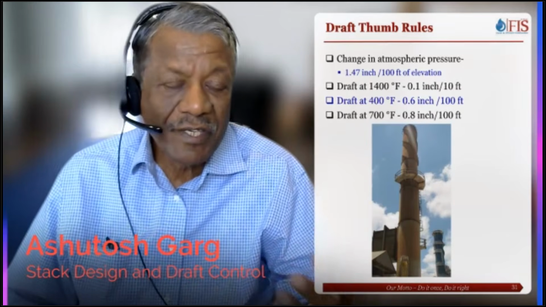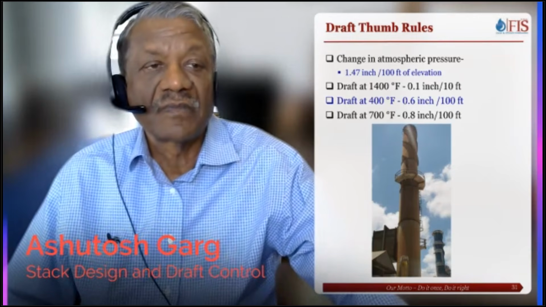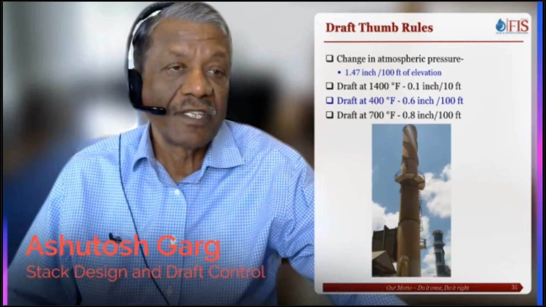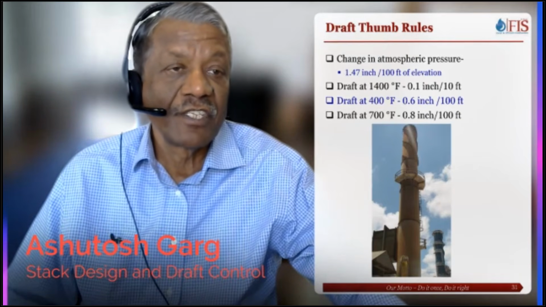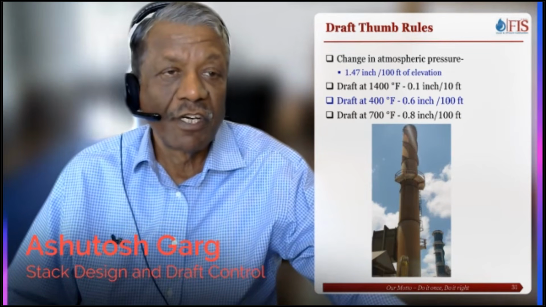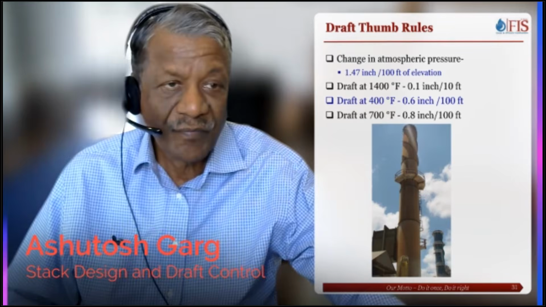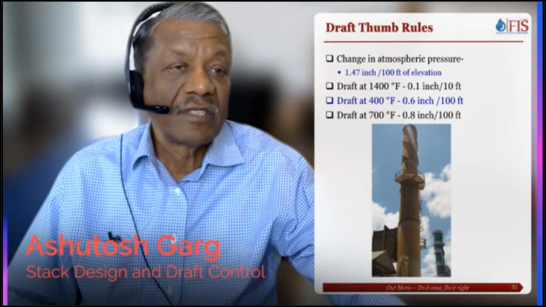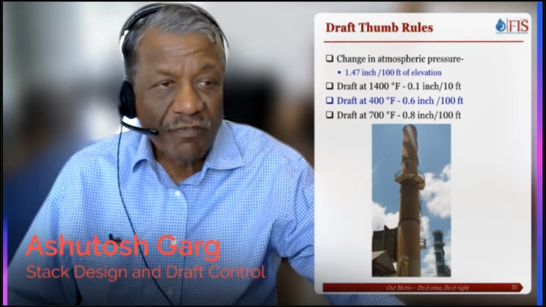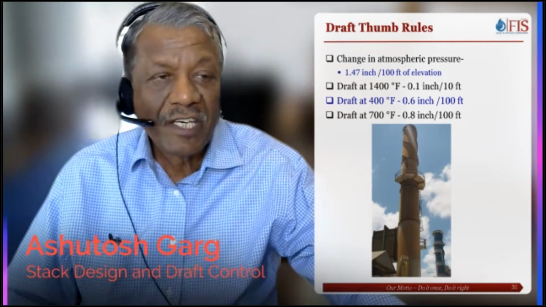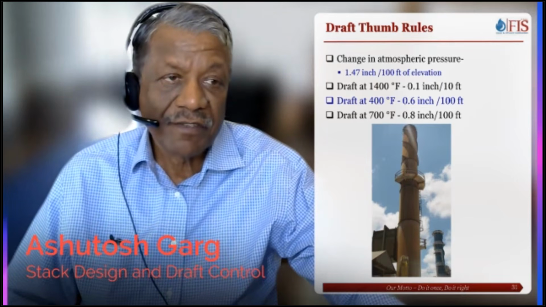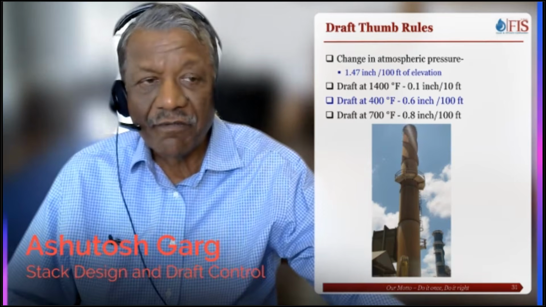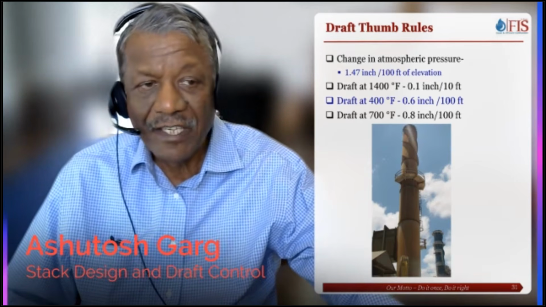So make sure you understand the importance of elevation. This is a formula for elevation: for every 100 feet of elevation, the atmospheric pressure will go down by 1.47 inch water column. And these are typical draft numbers. At 1400 degrees, you generate about 0.1 inch every 10 feet. At 400 degrees, you generate 0.6 for every 100 feet. At 700 it is 0.8. But you can calculate these days very easily on Excel or any other program.